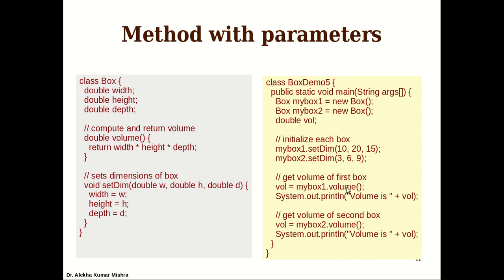Then we compute the volume. Now you have modified the volume method a little bit. Now the volume method returns a value. Simply, it computes the volume and returns it. The return type is double. When volume is invoked, we store the return value into a variable volume, then we print the volume. Very simple. So this is an example of a method which accepts arguments, very similar to C or C++ methods.